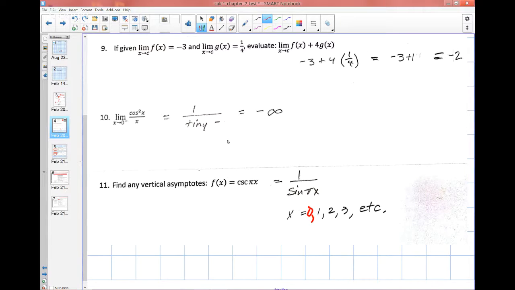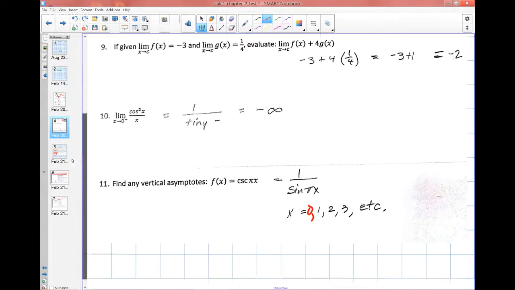In fact, we could even go in the negatives, couldn't we? Because -1 pi just means go around the other way. So any whole number for x will give you a vertical asymptote when you're doing the cosecant. Why? Because the cosecant is the reciprocal of the sine.